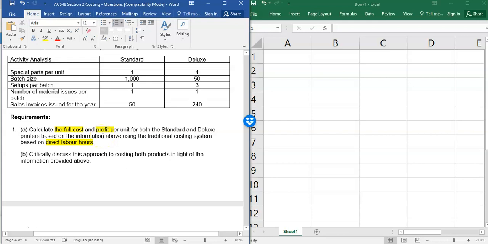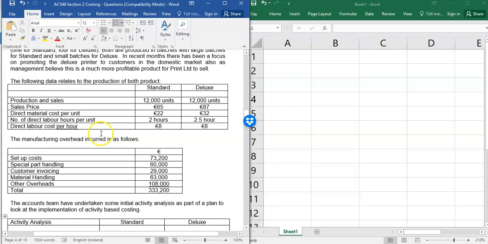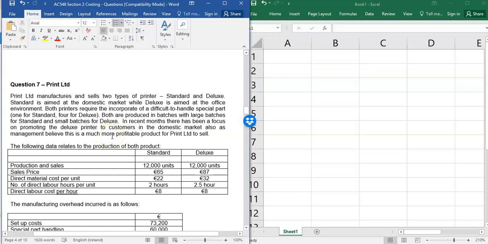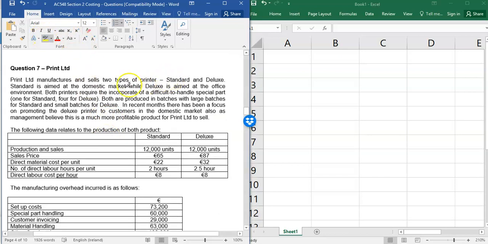So just trying to get more discipline, because some people may have not read exam questions in a while. Get that practice of reading exactly what your deliverable is. And again, I'm assuming you've read through the question, but a couple of things to highlight here is they're both based on two different markets. You have the domestic market for standard, and deluxe is based in the office market or the office environment. Both of them have special parts difficult to handle. One standard has only one, but deluxe has four. There are different batch sizes, and also there's now a focus on management to sell more of the deluxe printer because they believe deluxe is more profitable.